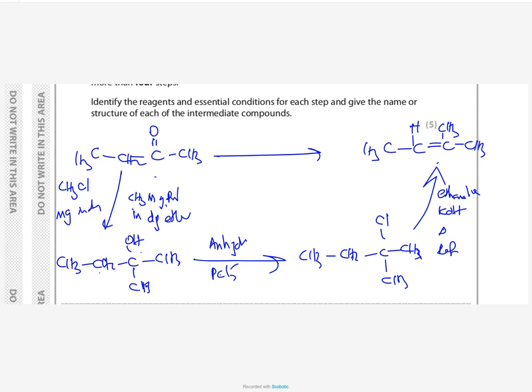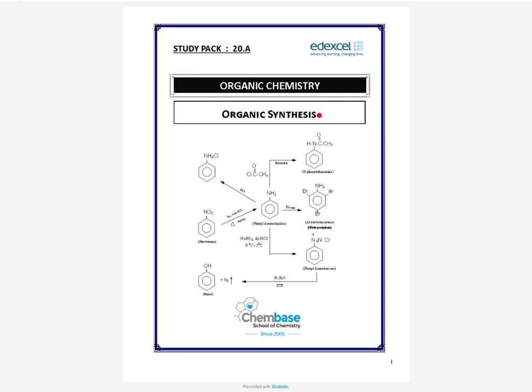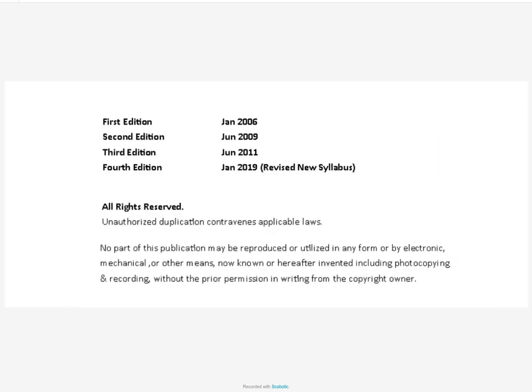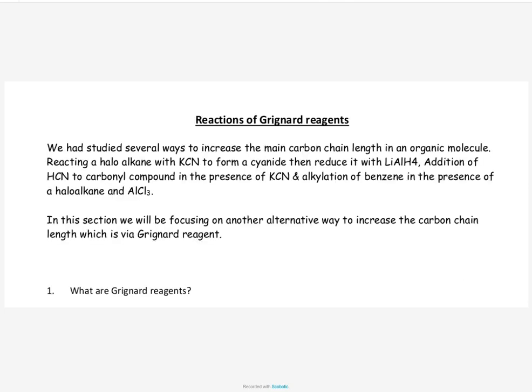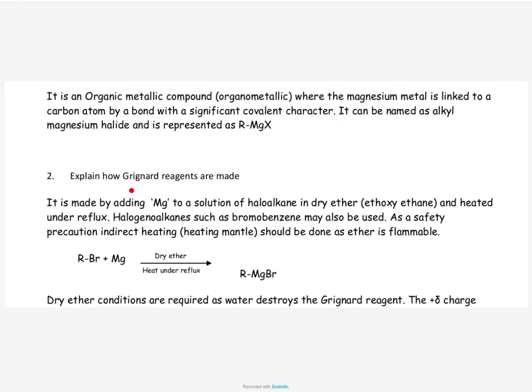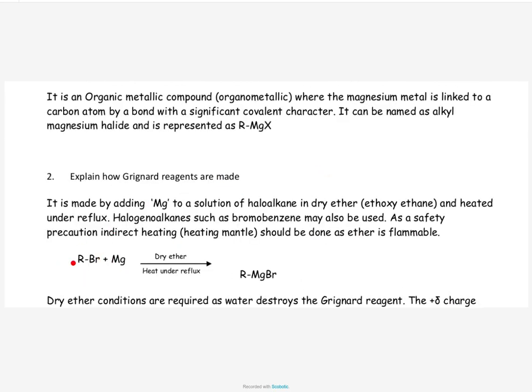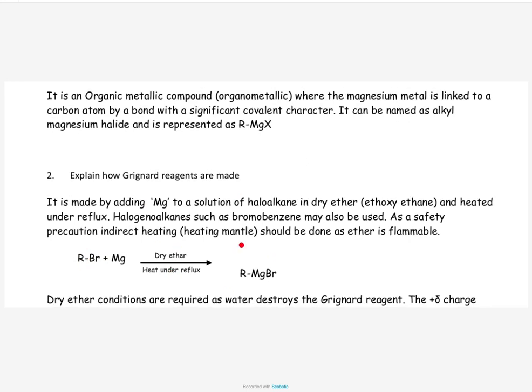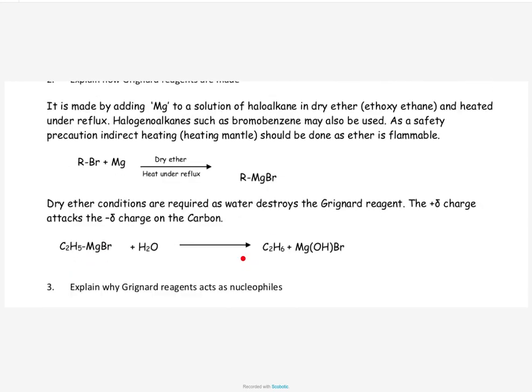So in the synthesis, remember, towards the end, I had explained different ways to increase the carbon chain length. This is study pack 20A. In 20A, if you revise, I first explained what a Grignard reagent is, and how the Grignard reagent can react in different ways with different compounds. Now, how is it made? You take any haloalkane, bromoalkane or chloroalkane, add magnesium to get RMgBr, that's the Grignard reagent.